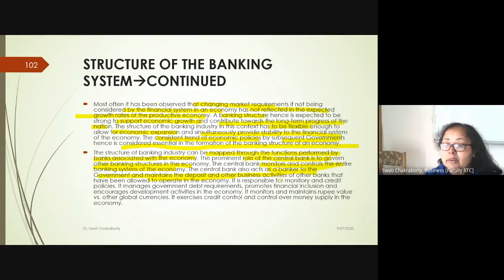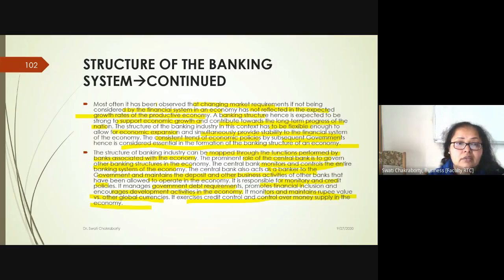It's also responsible for monetary and credit policies, manages the government debt requirements, promotes financial inclusion, encourages development activities in the economy, and monitors and maintains the money value versus other global currencies. So when we talk of foreign exchange, right, it also exercises credit control and control over money supply in the economy.